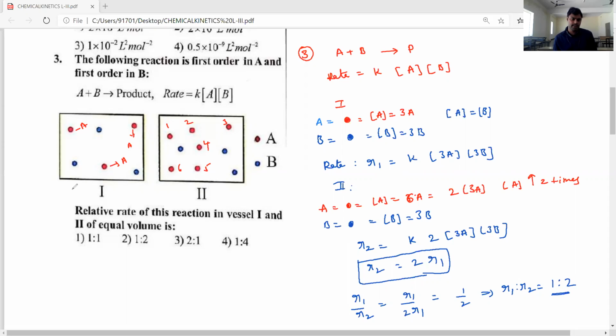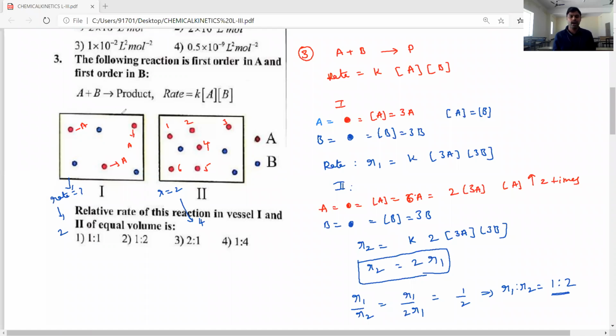For example, if the rate in the first vessel is equal to 1, then the rate in the second vessel is equal to 2. If the rate is equal to 2, then this rate is equal to 4. Its rate is equal to 4, which means it's 2 times more. The rate of the reaction in the second vessel is 2 times more than the rate of the first vessel.